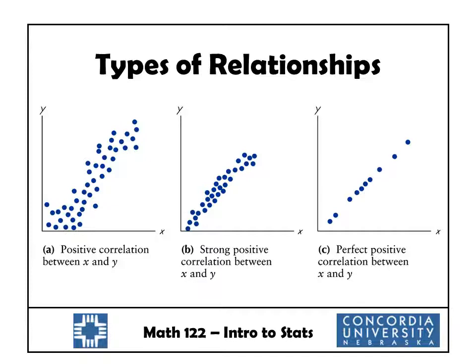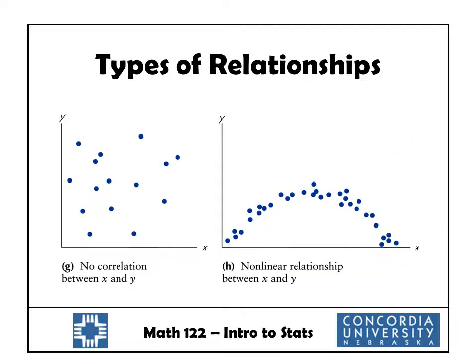The fact that it slopes up means that as x increases, y also increases. So we would say that those variables have a perfect positive linear correlation. In the middle, we see another straight line, not quite as good a straight line as the one on the right. So they have a strong positive correlation. The one on the left, we'd say have a weak positive correlation.